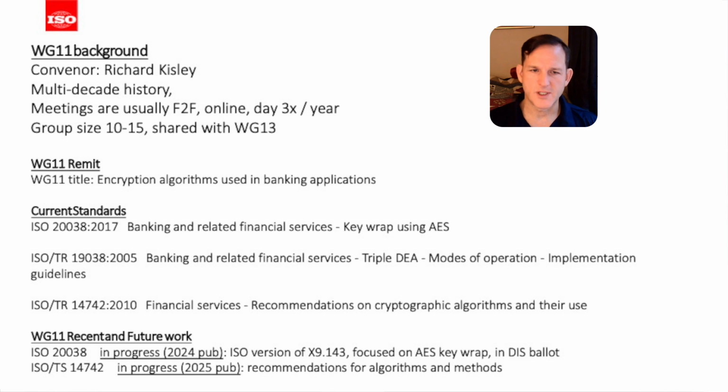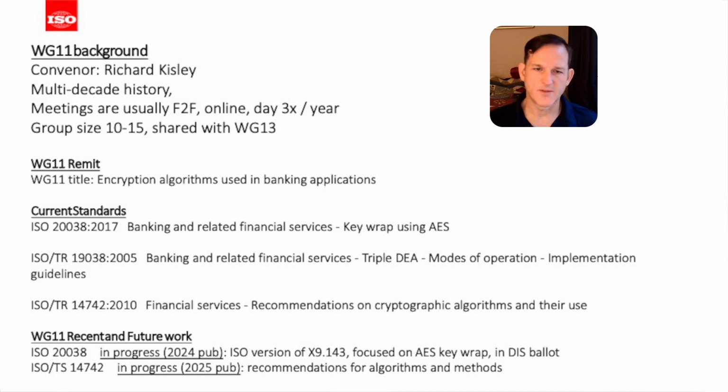The TR 14742 is recommendations on cryptographic algorithms and their use. This is the narrower focus document where you take the 18033 and say which of these cryptographic algorithms should we consider for financial services use cases, and what additional requirements around their use and security parameters should be discussed in that framework of use cases. So 14742 is that document, and it's a technical report at the moment. The difference between a technical report and a standard is something I won't go into, but that's easily researched on the ISO website.